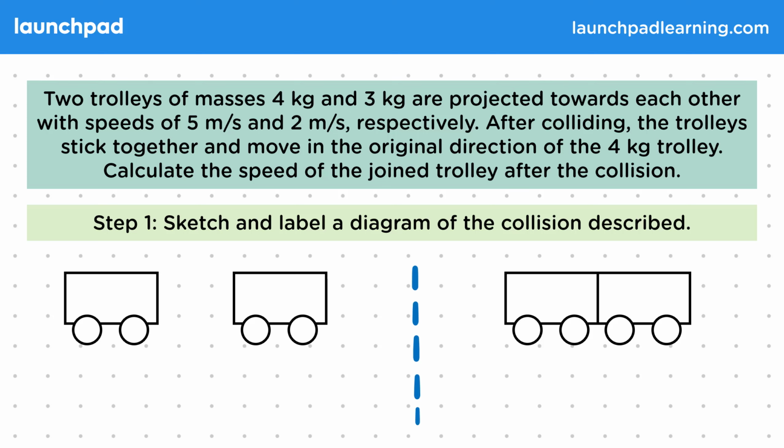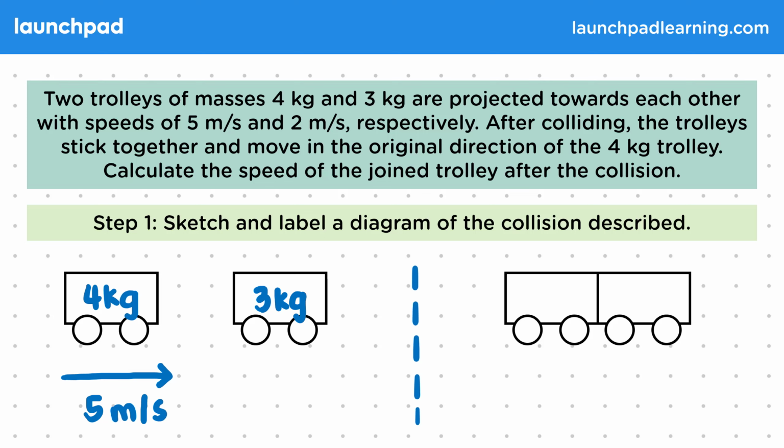In an exam, it will always be stated explicitly if two objects stick together after a collision. You won't be expected to predict whether objects stick or not. Before the collision, we're told that the trolleys have individual masses of 4 kilograms and 3 kilograms. We're also told that the first trolley has a speed of 5 meters per second. Let's say it's travelling to the right, and we'll also call this the positive direction for our working.